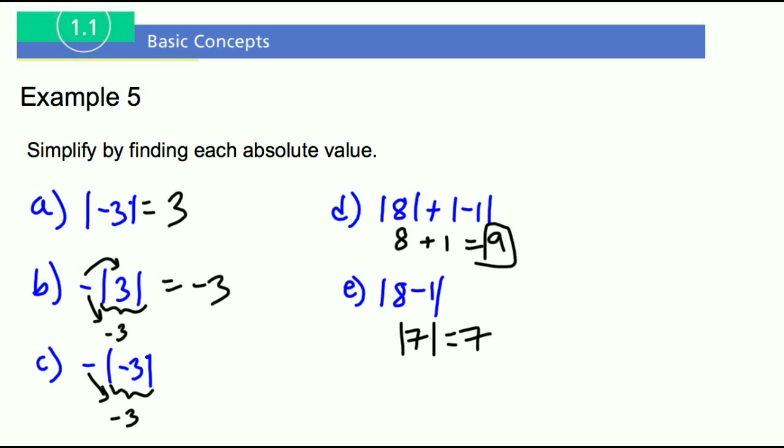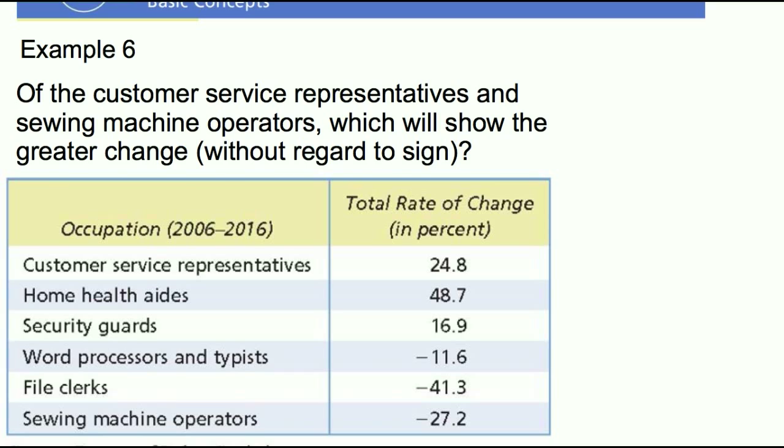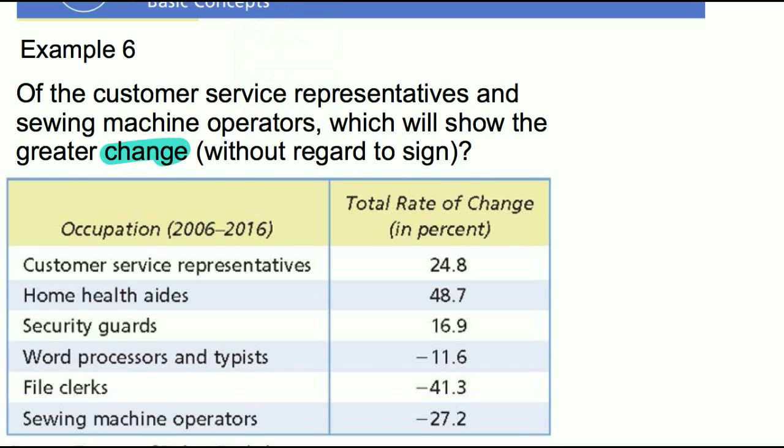Okay. Example number 6. The question right here says, of the customer service representatives and the sewing machine operators, which will show the greater change? Which one's going to show the greater change? Okay, that's what we're trying to figure out right here. So the greater change, which basically means which has its greatest absolute value. That's what this is really saying right here. Which one has its greater absolute value?